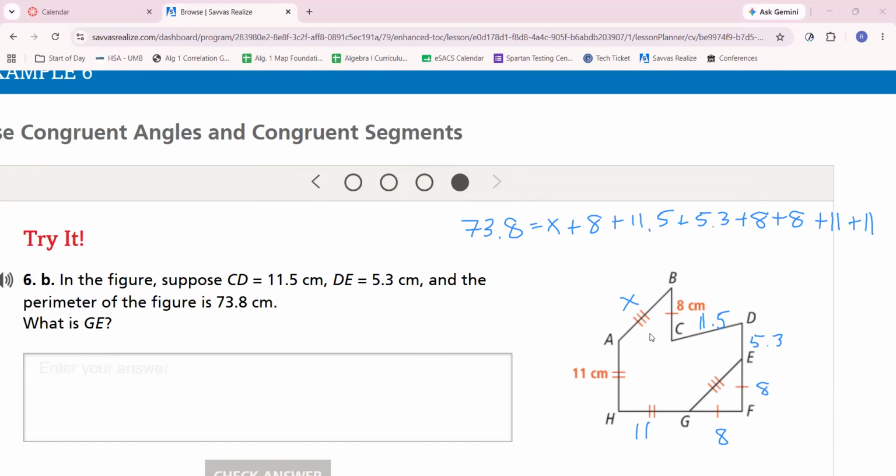Now we're just going to start subtracting things. Minus 8, minus 11.5, minus 5.3, minus 8, 8, minus 11, minus 11. And I actually get 11 for x. Now, how does that help me? Because I'm looking for GE. If I look at this closely, 3 tick marks, 3 tick marks, those are equal. So I can say that this is 11 as well. So 11 centimeters.